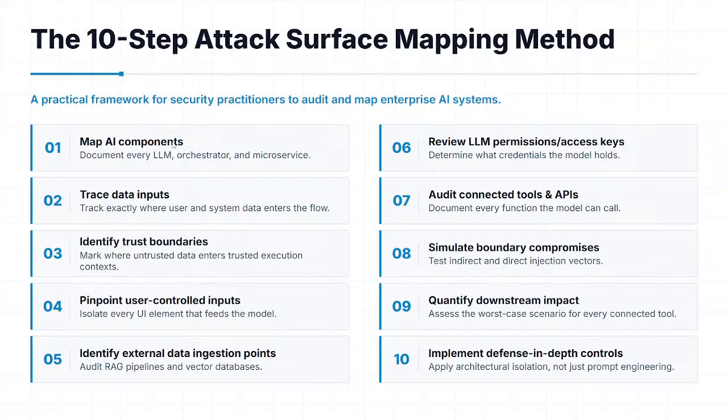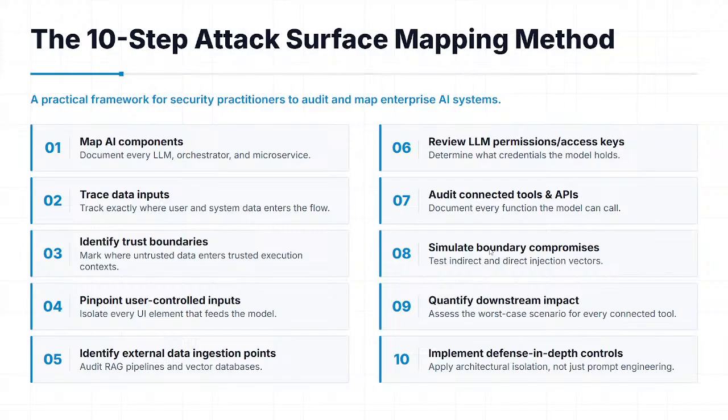Map out every AI component that is in use within your organization. Trace your data input: know where data is coming from, know how data flows within the organization, within any form of AI integrations that you use. Identify where your trust boundaries are, where they start and where they end. Pinpoint user control inputs, identify any form of external data ingestion points, just to be sure that your model or AI integration is not unintentionally inheriting external vulnerabilities. Review every LLM's permissions or access keys. Audit connected tools and APIs by documenting every function that a model can call.